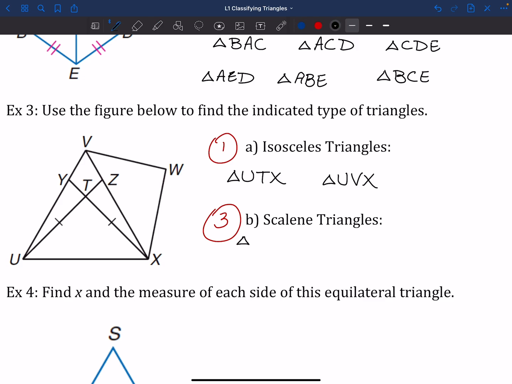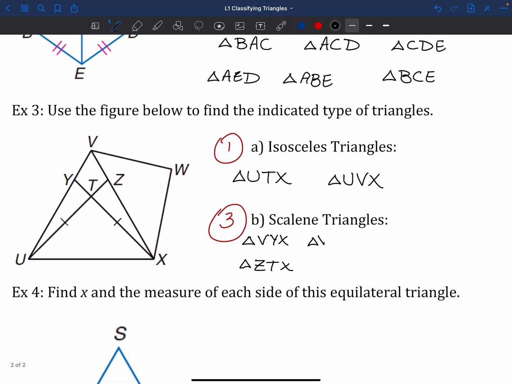So I have a list of ones that I found before. I'm just going to write them out. Could have triangle VYX. Could have triangle ZTX. Could have triangle VZU. Could have triangle YTU. Triangle VWX. Triangle ZUX. And triangle YXU. Those are all the ones that I found.